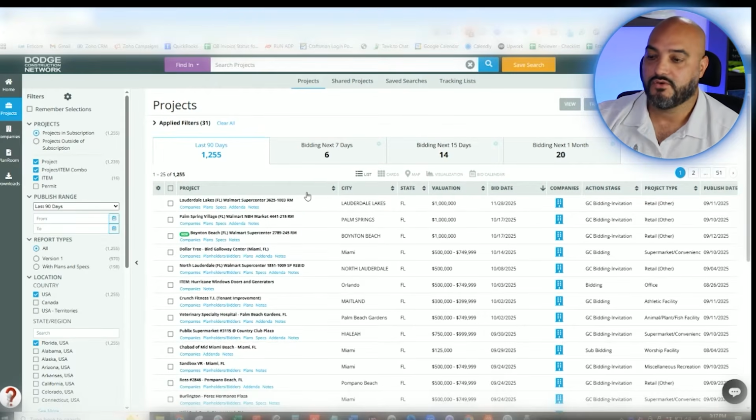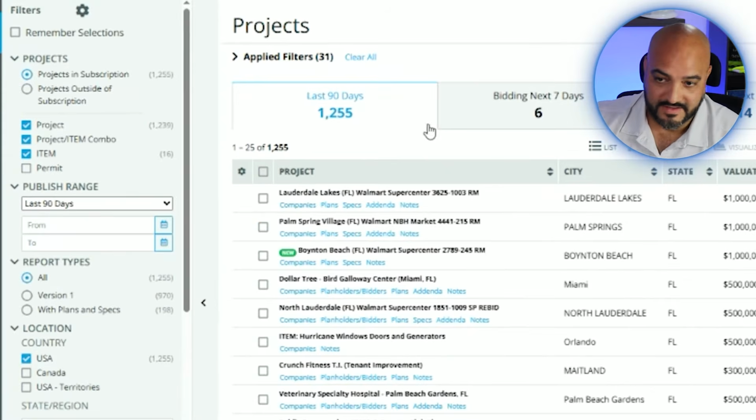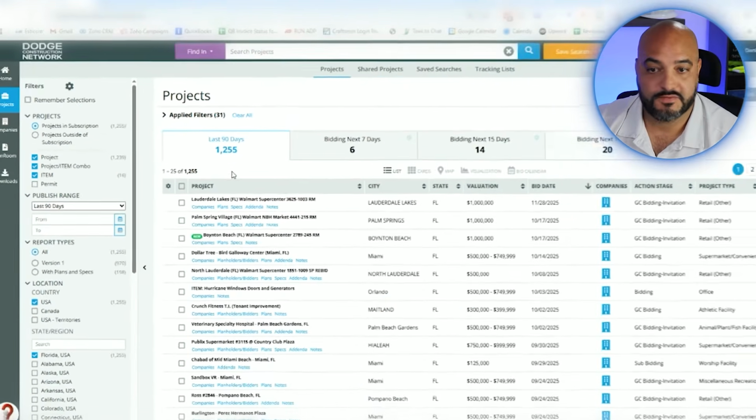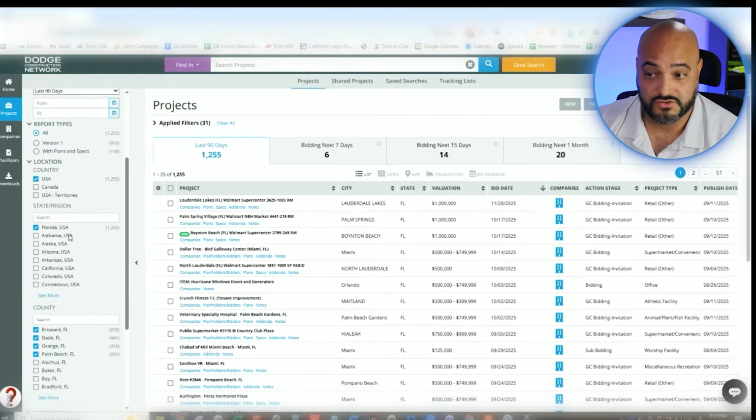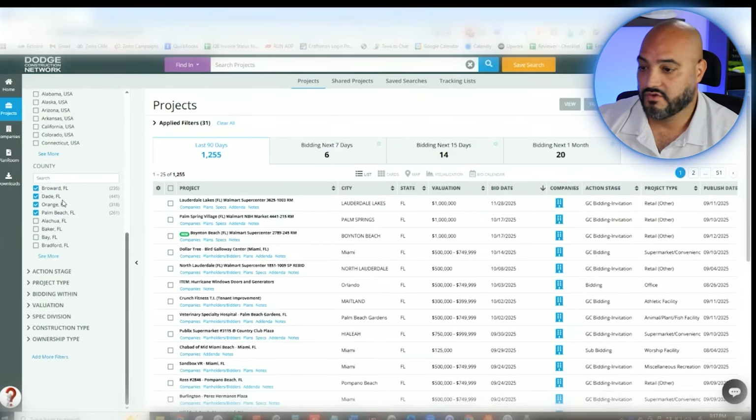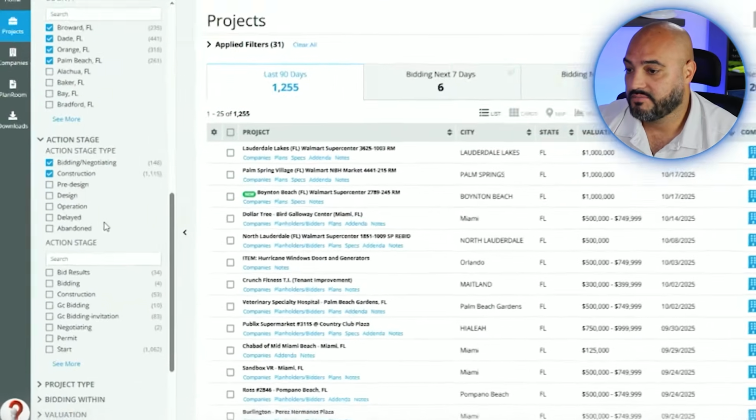All right. So right away, you can see I haven't done any filters, and I already see a bunch of jobs bidding coming up. I see jobs in the past. 1,255 jobs in the past that I could literally scoop up, right? Those are potential jobs. But let's continue. So we put our counties. We're going to put action stage.